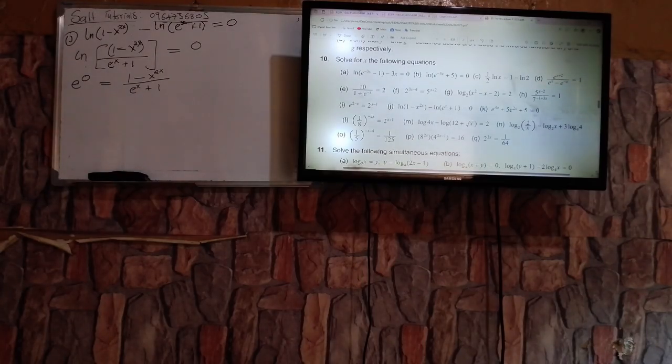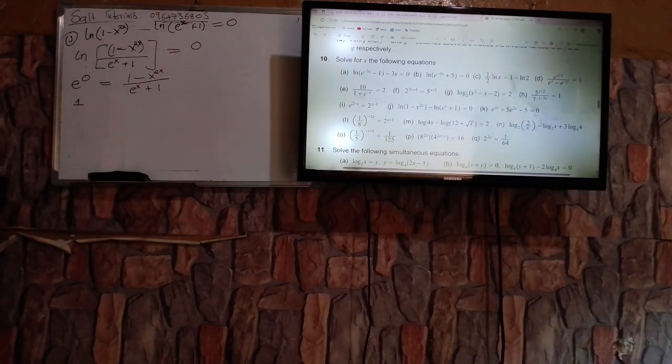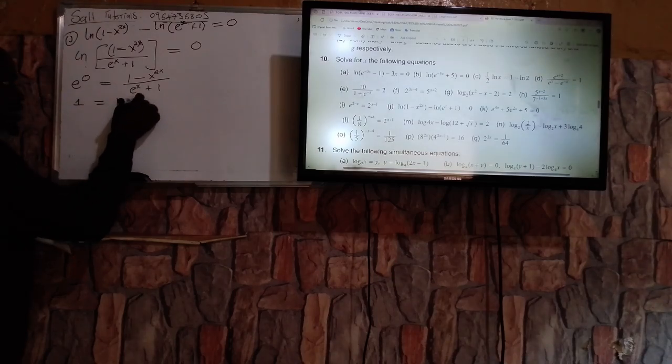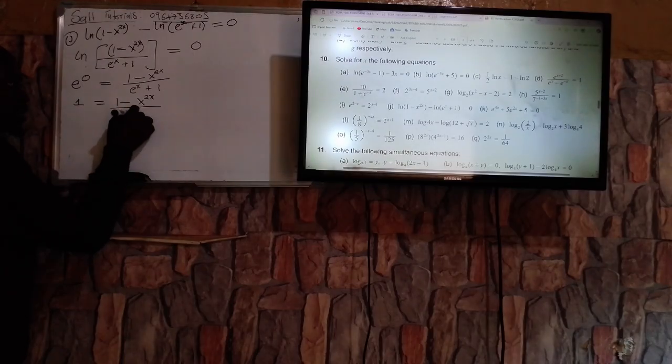We are okay? And after doing so, what do we have? So we have that e power 0 is just basically the same as what? The same as 1. So this is going to be 1 equals 1 minus x power 2x over e^x plus 1.